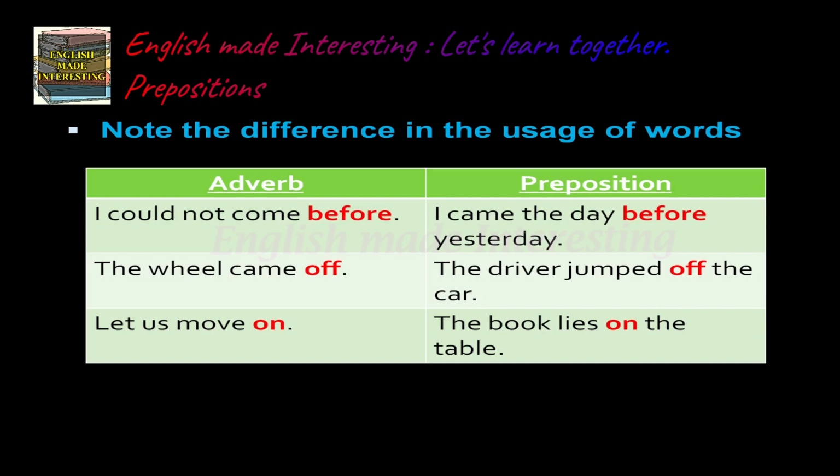The wheel came off. Here, off is an adverb. The driver jumped off the car. Here, off is a preposition. Let us move on. Here, on is used as an adverb. The book lies on the table. Here, on is the preposition.